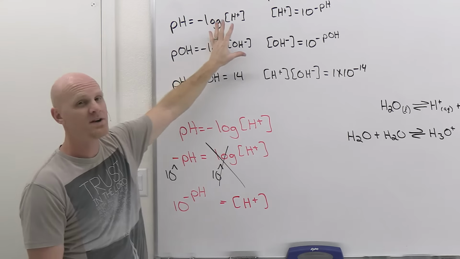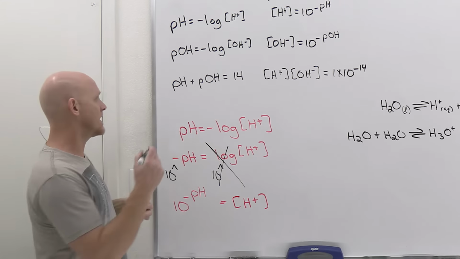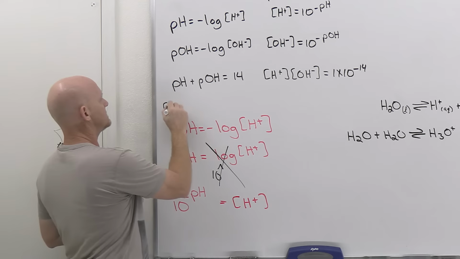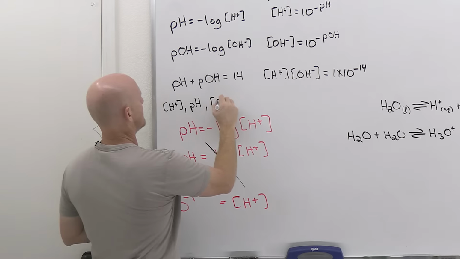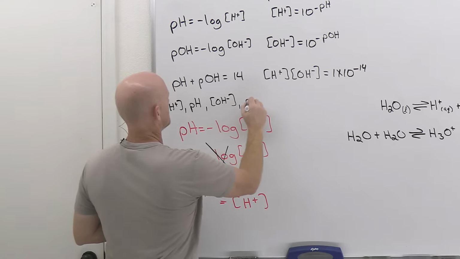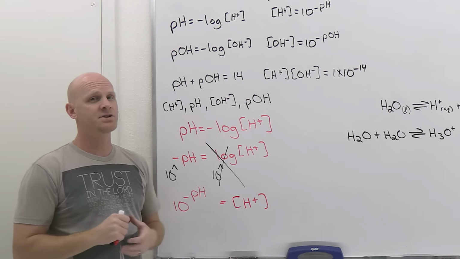And these are the equations we're going to be working with, and this is important. There's actually 4 quantities going on here. We've got the H plus concentration, the pH, the OH minus concentration, and the pOH. And it turns out they're all mathematically interdependent on each other.